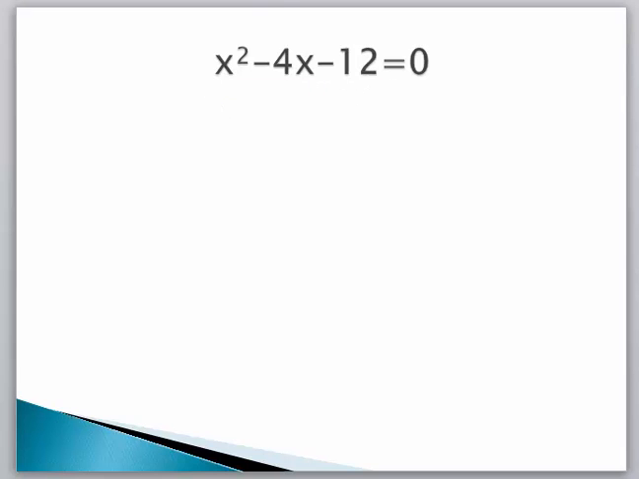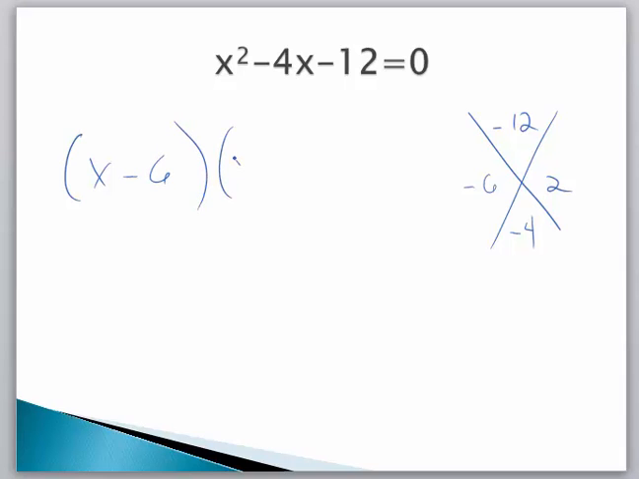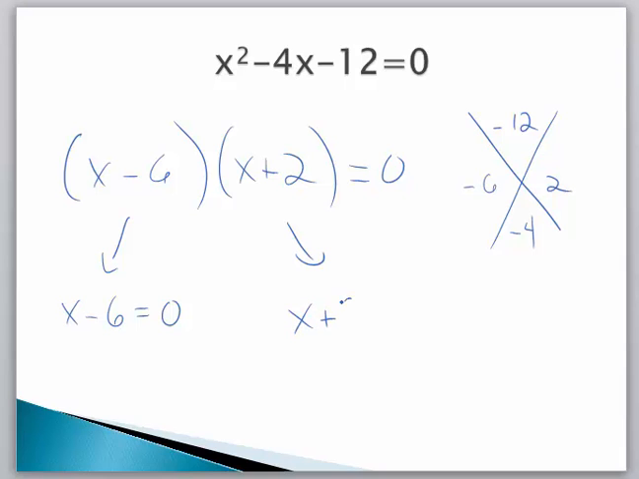So I'm looking for two numbers that multiply together to give you -12, add together to give you -4, and with a little bit of investigation, I can see that that should be -6 and +2. So I factor x minus 6, x plus 2 equals 0. Then I use my zero product rule, which means I set this to 0 and I set this to 0. And I solve two equations.